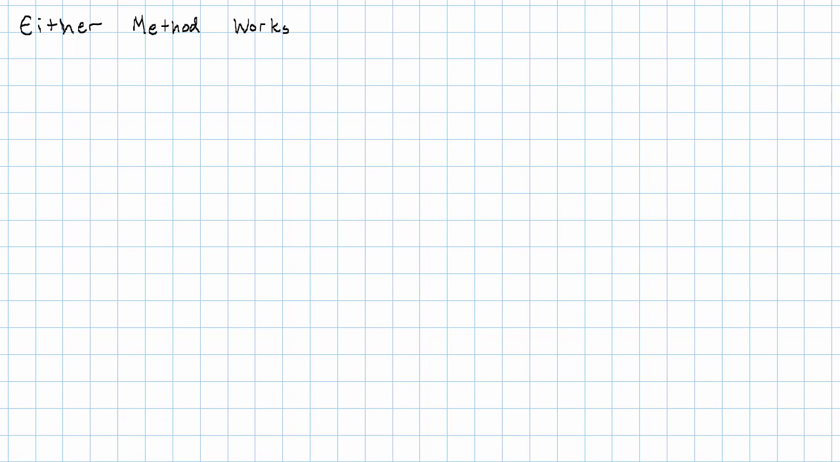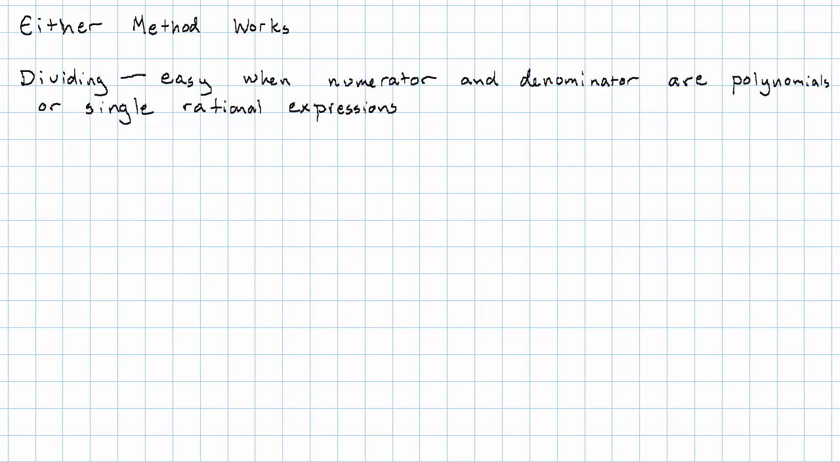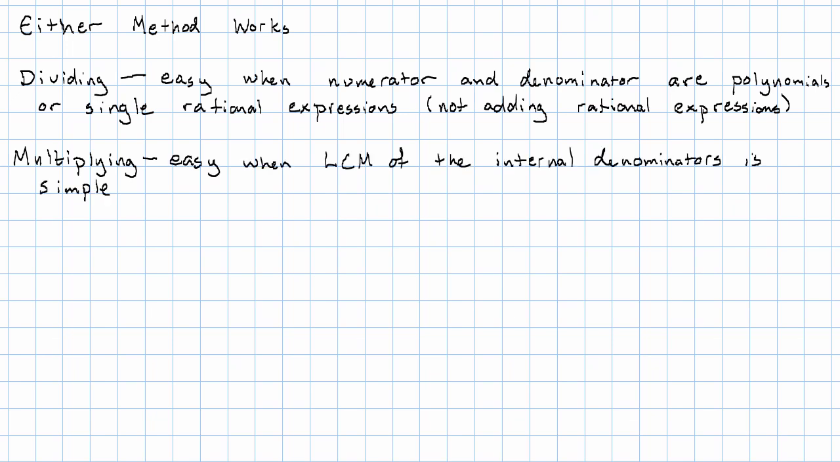So we have two methods for simplifying a complex rational expression. And for each one, we have a circumstance where it's easy. Dividing is easy when the numerator and denominator are polynomials or single rational expressions, and we're not adding rational expressions in either one. Whereas multiplying the numerator and denominator by the same thing is easy when the least common multiple of the internal denominators is very simple.